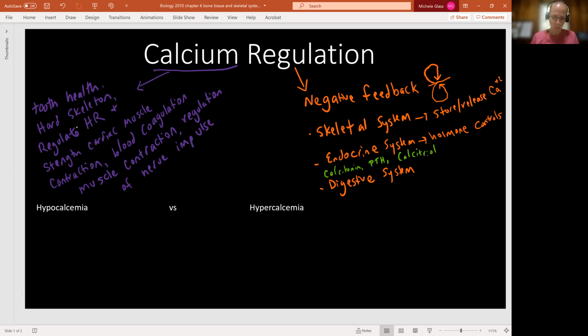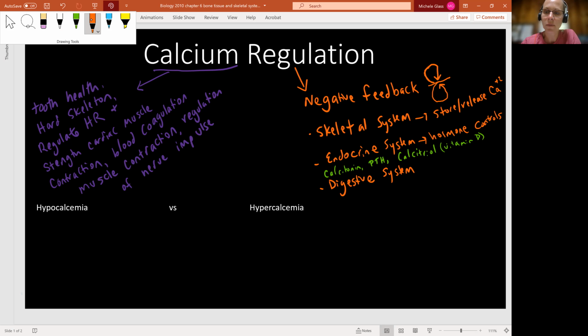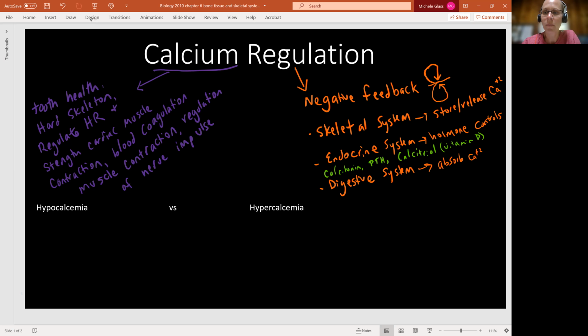And remember, when we think about our calcitriol, we can remind ourselves about vitamin D. And that can then help us connect into the job of the digestive system, which is going to be to absorb calcium from our diet. And so as we talk about calcium regulation, we're going to see what's happening with the bone. We're going to see which hormones are in charge of this mechanism. And then we'll be looking at, okay, are we absorbing or not absorbing calcium from our diet?